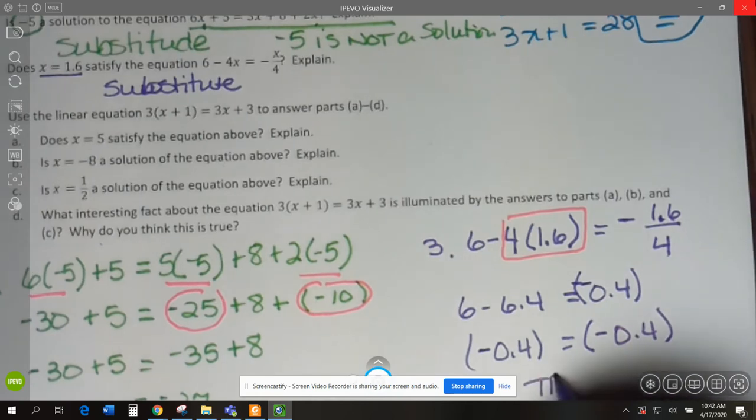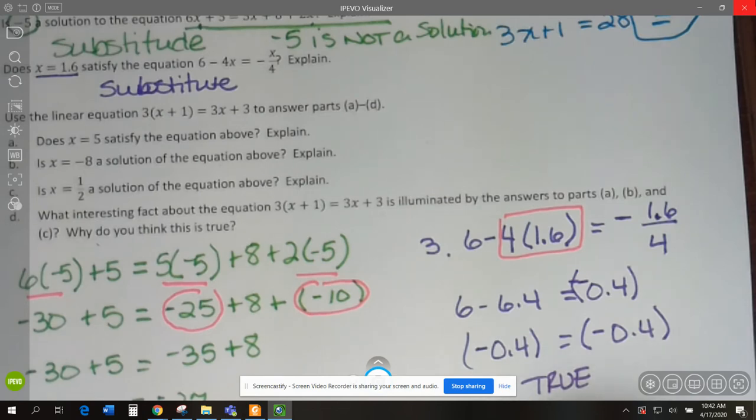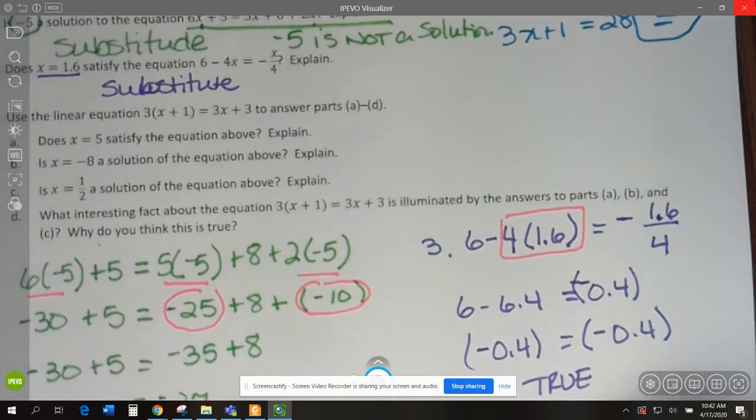This is true. Therefore, remember we can do 3 dots for therefore, x equals 1.6 is a solution.